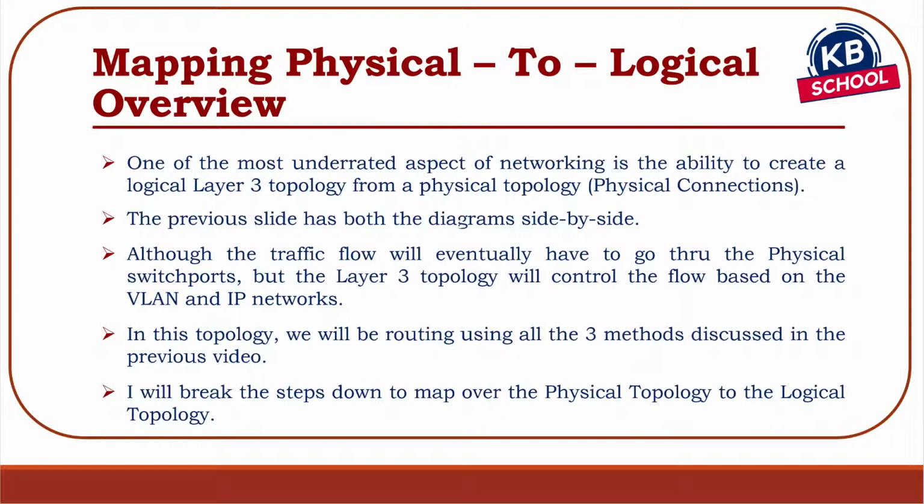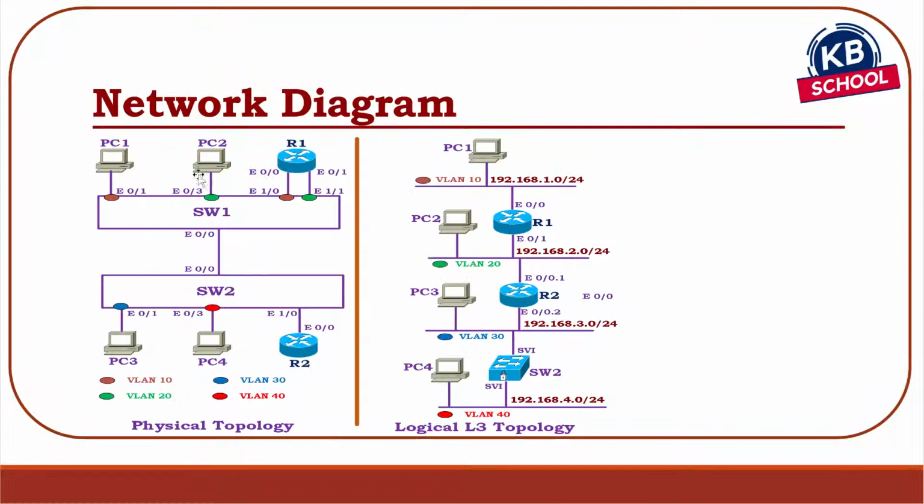First thing, let's go over the slides, take a look at the things that I just mentioned to you, and recap that. One of the most underrated aspects of networking is the ability to create a logical layer 3 topology from a physical topology, and that's the one that I want you to be experts at. The previous slide had both the diagrams side by side, physical on the left side and the logical on the right hand side. Once I get the logical topology, I really don't care about the physical, but to get to the logical topology, the layer 3 topology, I need the physical because I need to know where the ports are connected to.